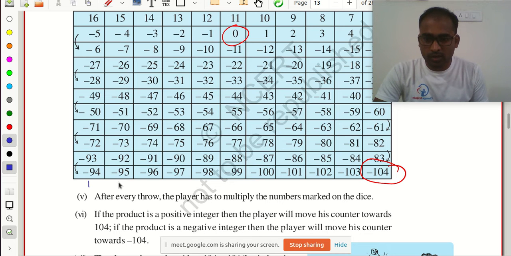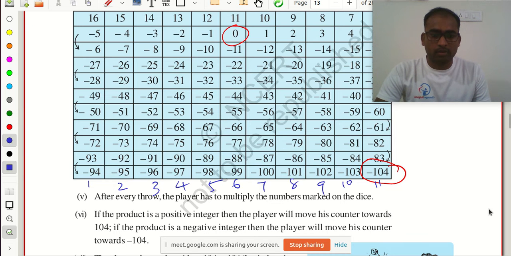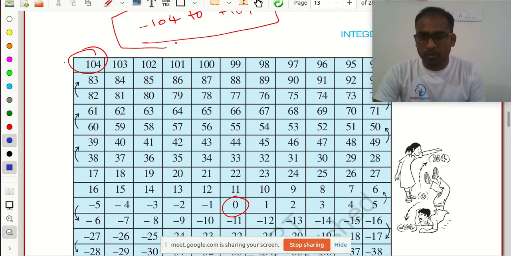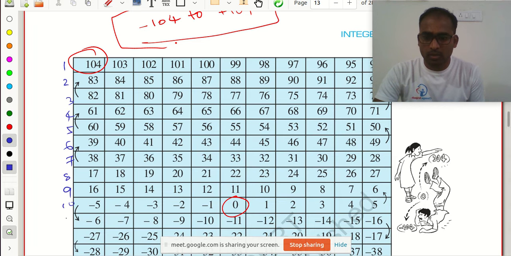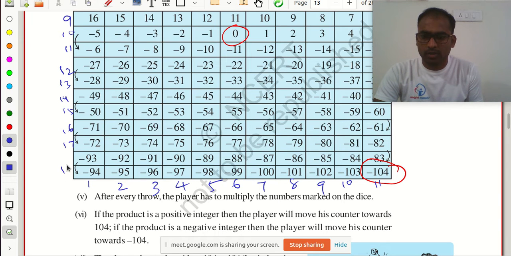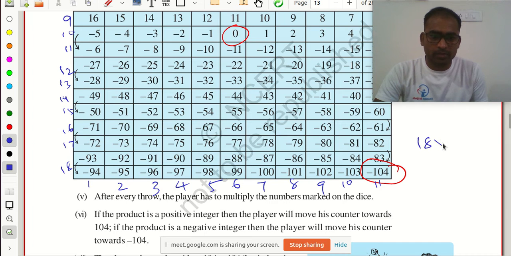So here 1, 2, 3, 4, 5, 6, 7, 8, 9, 10, 11. In the horizontal way we are having 11 boxes, means 11 columns. So how many rows are there? 1, 2, 3, 4, 5, 6, 7, 8, 9, 10, 11, 12, 13, 14, 15, 16, 17, 18. Just do the multiplication of 18 with 11.